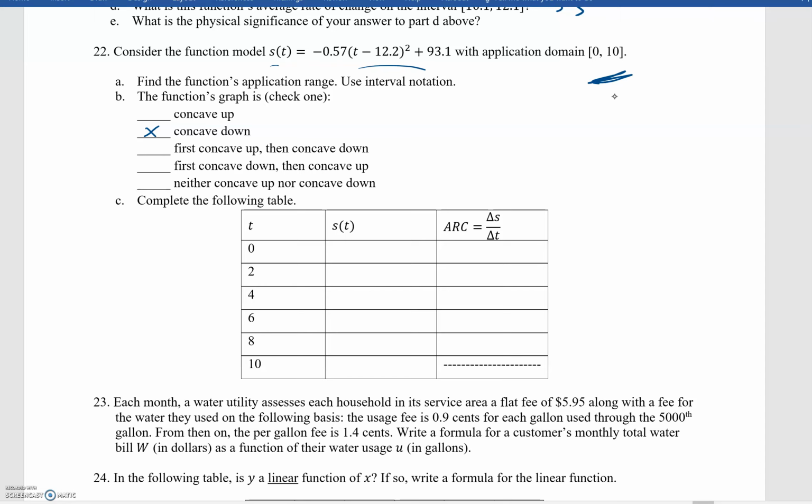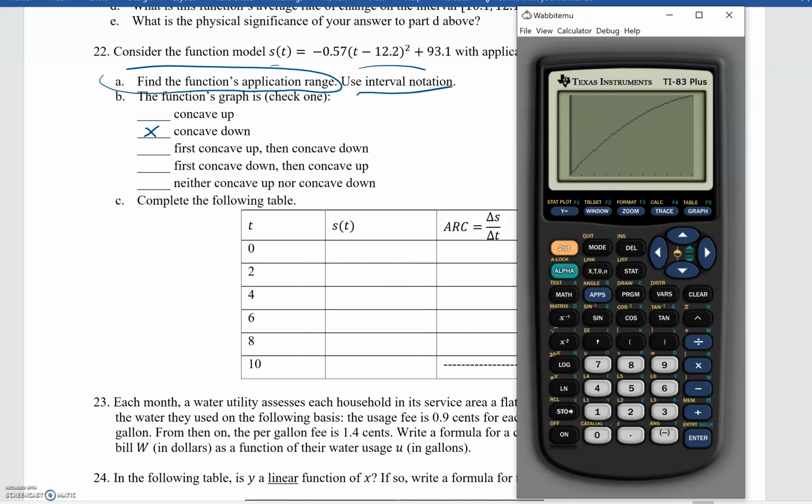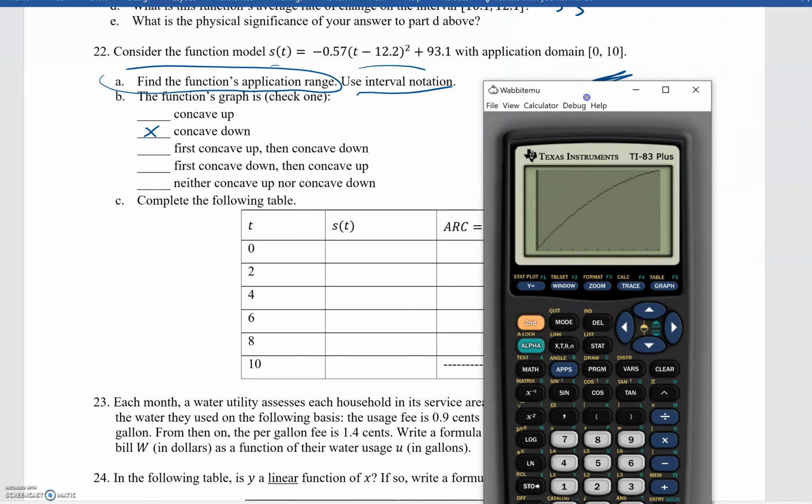Oh, and I skipped the first question, didn't I? Find the function's application range. Sorry, let's go back to that. So how do I find the application range, using interval notation? Since this function is strictly increasing, if I know the value of the function here and I know the value of the function over here, then I'll know the range for this application domain. So basically, I just need to evaluate the function at 0 and then evaluate it again at 10.